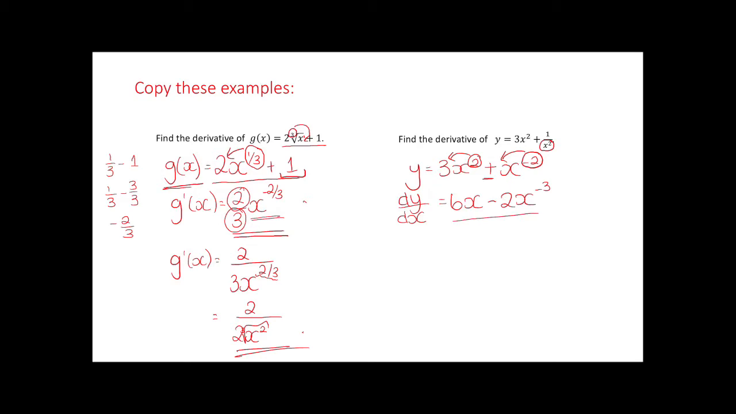So this would be perfectly acceptable as your final answer, but as I've been saying, there are occasions where it would make sense to simplify it a little bit further, and we could write that as minus 2/x cubed to give us our positive powers instead.